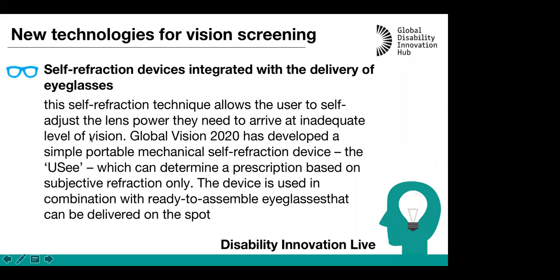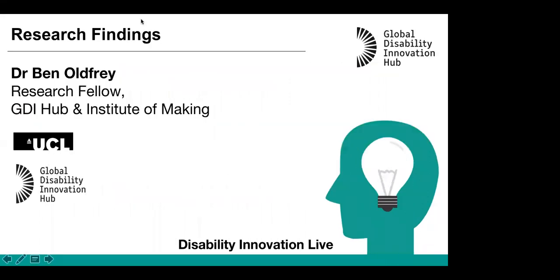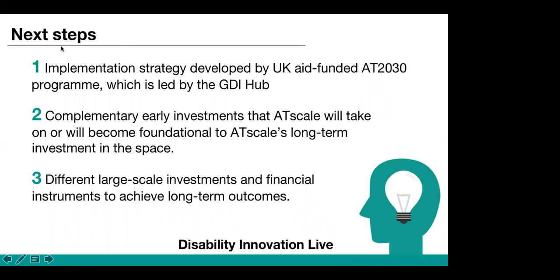This is something introduced by Global Vision 2020. The next step of the narrative is one for implementation, an implementation strategy developed by UK-funded AT 2030, so GDI Hub. The narrative is also, as Alison already mentioned, being used by ATscale to help us inform our investment strategies, both in the short and the long term, and finally drive large-scale investments and financial instruments to achieve long-term outcomes, also through ATscale.